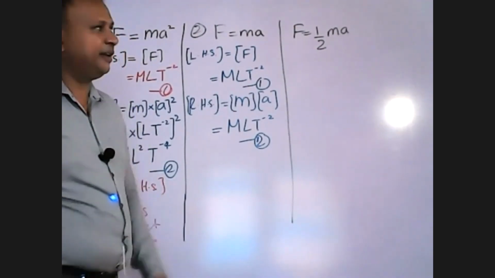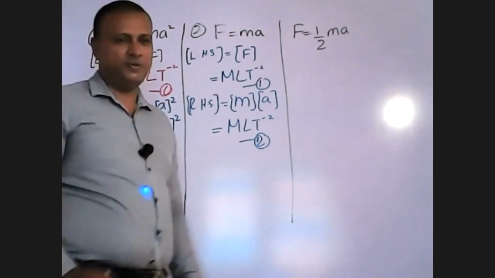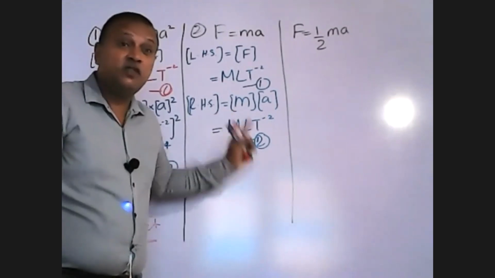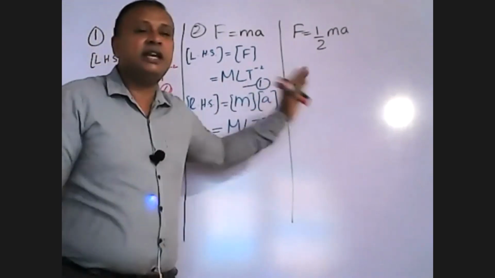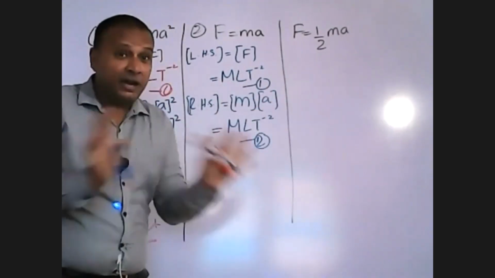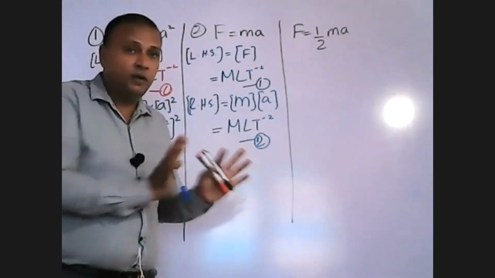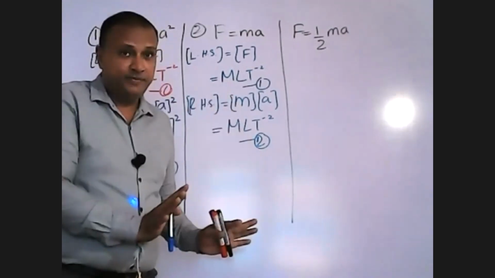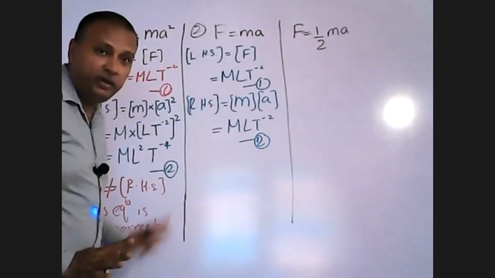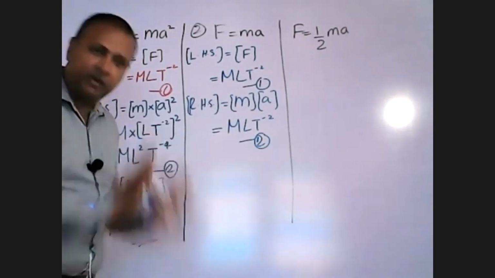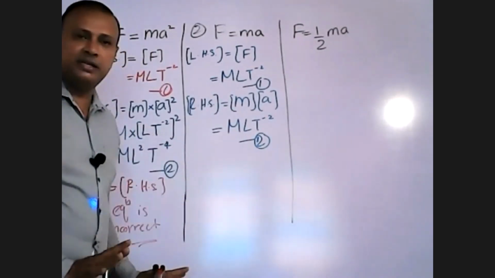Correct. That's the problem. We can only say this equation is dimensionally correct. We cannot say whether this is correct or not. If it is wrong, definitely we can say it is wrong.